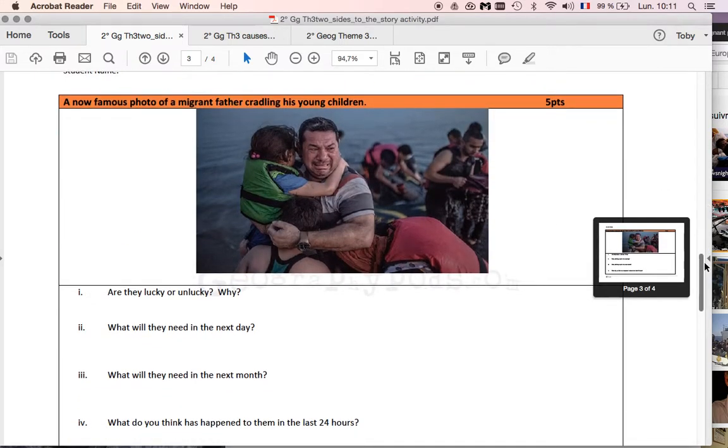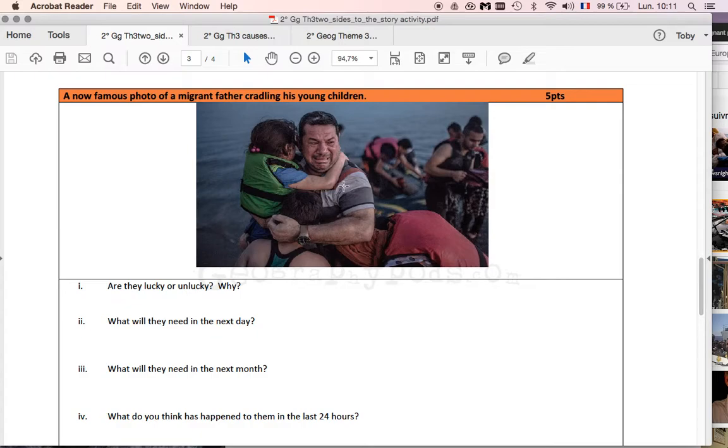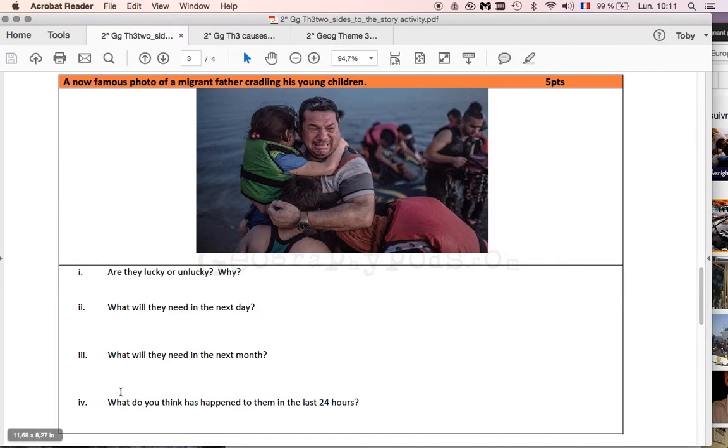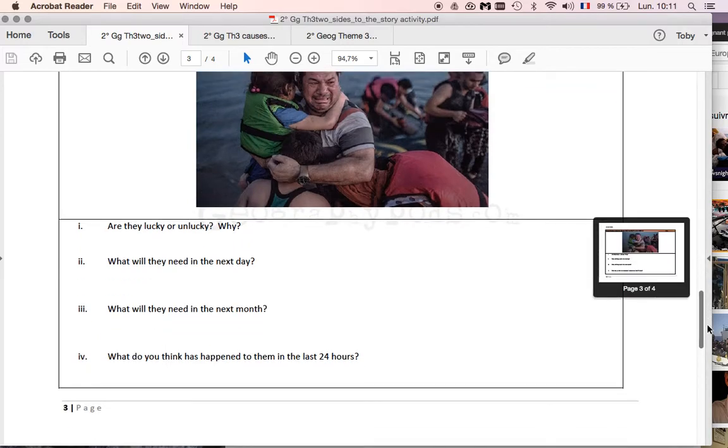The next page is a photograph that became quite famous a few years ago in 2015 about a father hugging one of his children, actually all of his children, you can see them just down here, after crossing the Mediterranean, and you're asked to infer what you think, what you can work out from the picture. Are they lucky, unlucky? Why? What do they need the next day? What will they need the next month? It's making you think about the impacts and the needs of migrants.